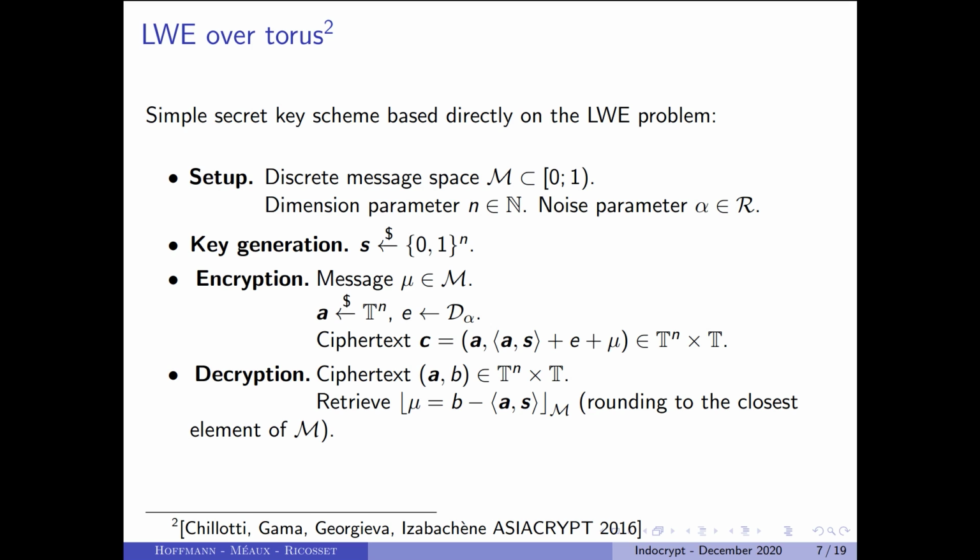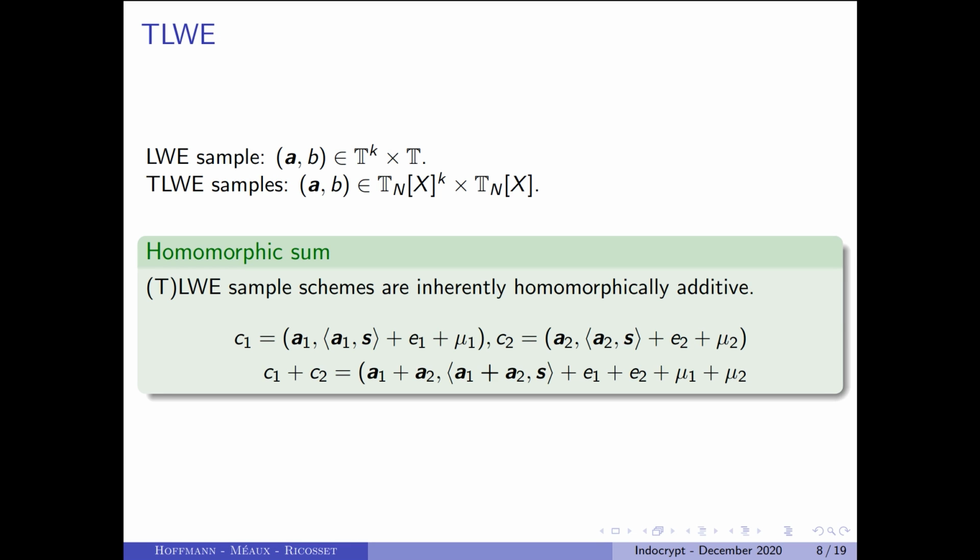To retrieve the message, you just take the last term of your ciphertext. You subtract the inner product from this last term. You end up with the message plus the error, and you get rid of the error by rounding to the closest element of your message space. What is important to note is that there is noise in the ciphertext, which means that if the noise gets too important, you lose the message information.